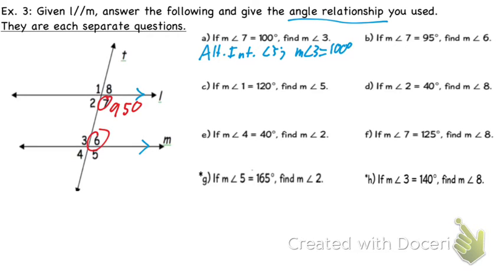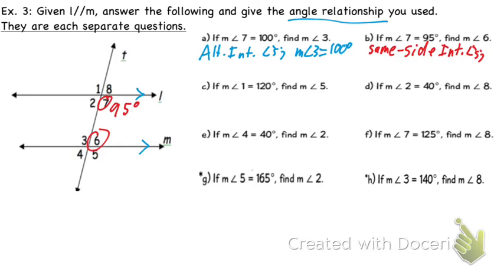Consecutive interior. Okay, consecutive interior. I'm going to keep calling them same side interior, but consecutive interior is just fine as well, okay? They're consecutive or same side interior angles. They're on the same side of the transversal, and they're both interior, those two parallel lines. Now, if measure of angle 7 is 95 degrees, what's the measure of angle 6?